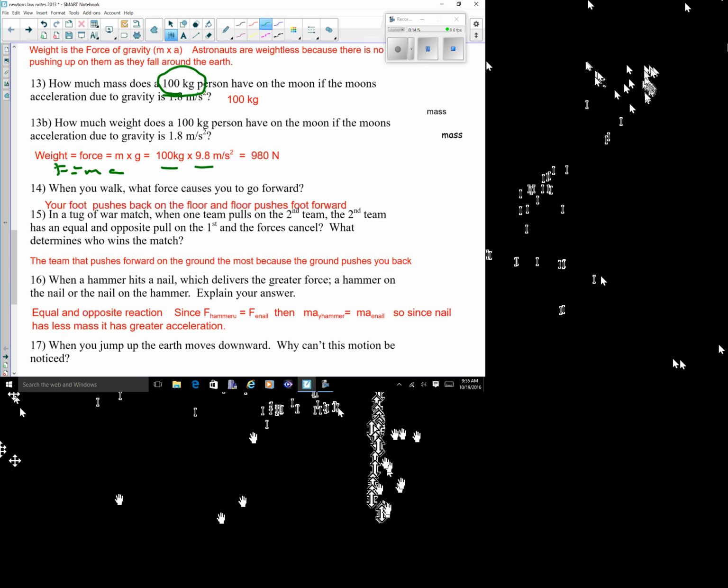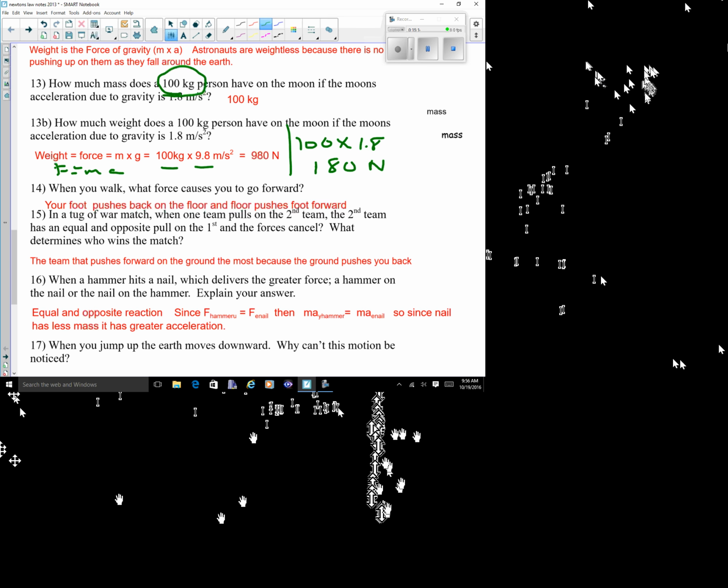I'm going to take 100 times the moon's acceleration due to gravity, which is 1.8. I even think that's 1.6 really. And so that gives you 180 newtons that you would weigh on the moon. So if you want to lose weight, heck, don't do all the workout and stuff like that. Don't stop eating. Just go to the moon.